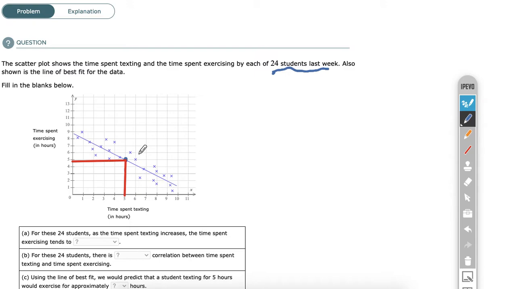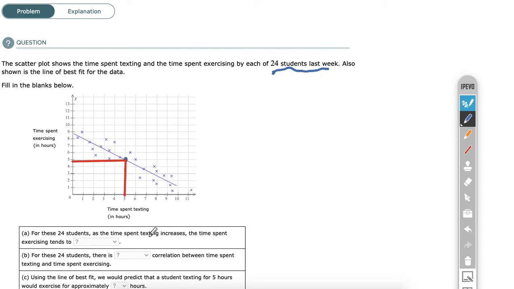So the slope, because it's going downhill, the slope would be negative, because as the time spent texting goes up, the hours spent exercising goes down. So it's one is going up and the other one's going down, and so that's a negative relationship, because one goes up, the other one goes down. So let's take a look at the questions.